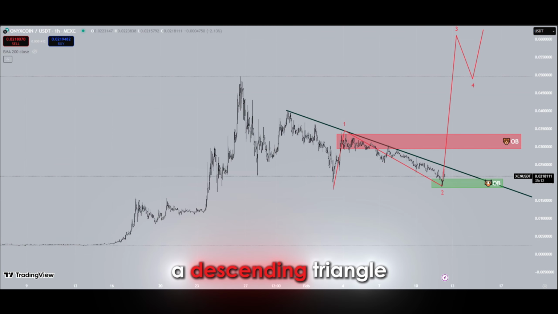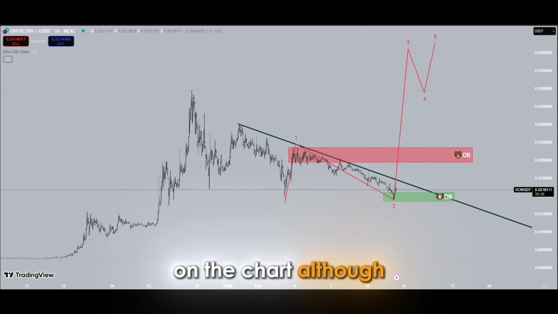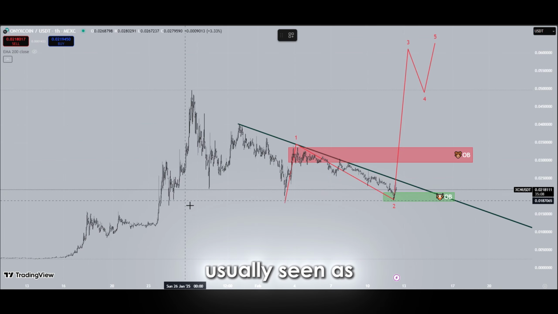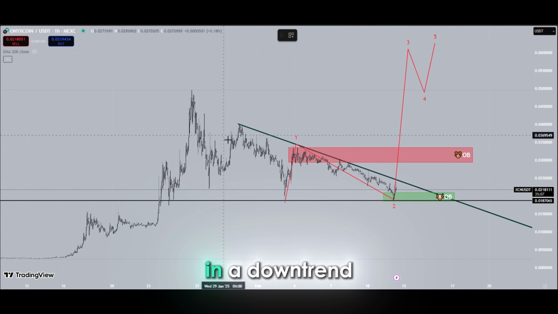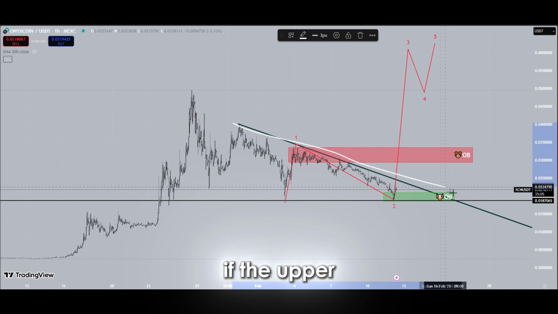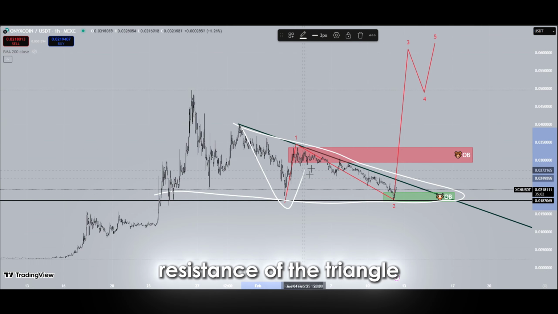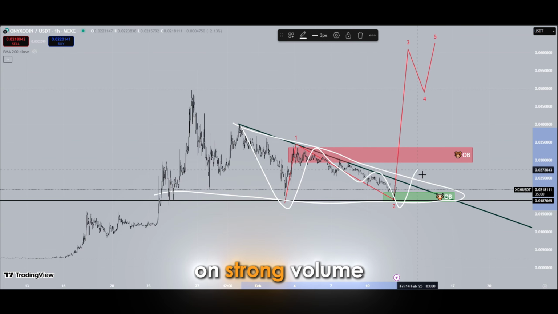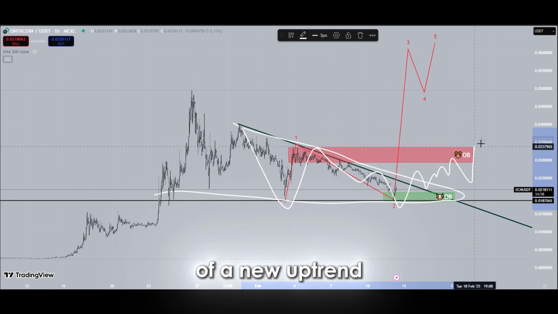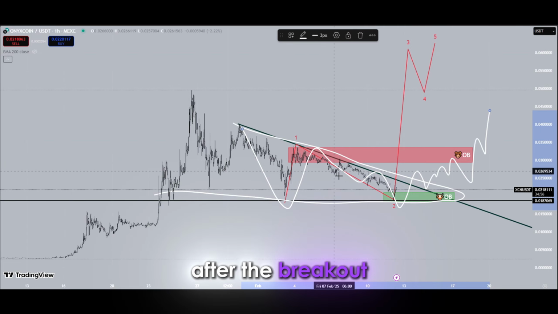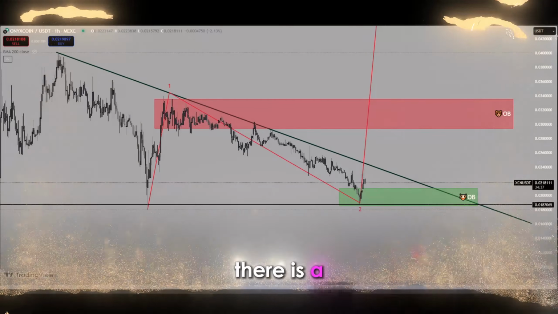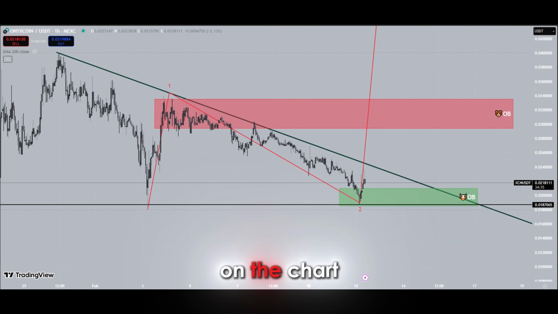A descending triangle pattern is clearly formed on the chart. Although this pattern is usually seen as a continuation pattern in a downtrend, it may give a bullish signal if the upper line breaks to the upside. If the price breaks the upper resistance of the triangle on strong volume, this breakout could signal the start of a new uptrend. After the breakout, it should make a retest to the upper line of the triangle and then move on. There is a slightly ascending channel structure on the chart.